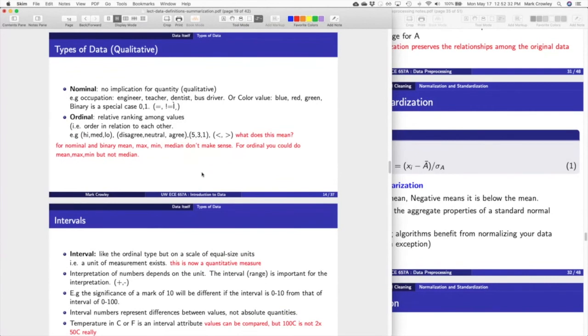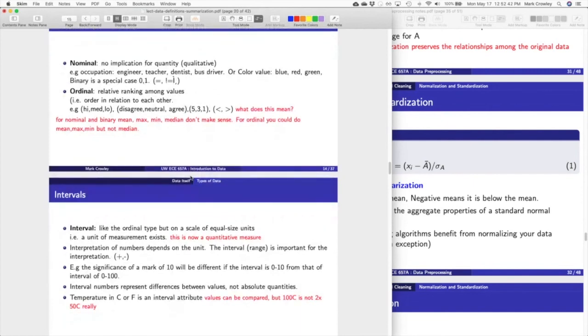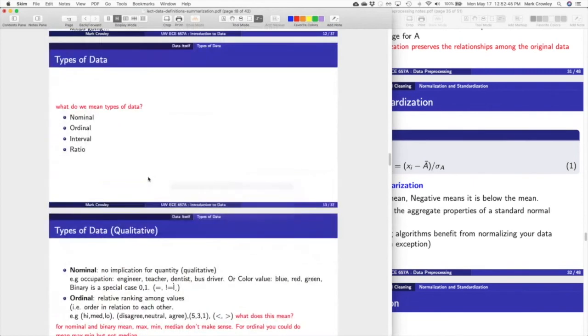It depends on what data you're using, but you often have to come up with some number. The same thing for binary, right? Or for nominal, right? So nominal, you have a bunch of labels, like jobs of people.